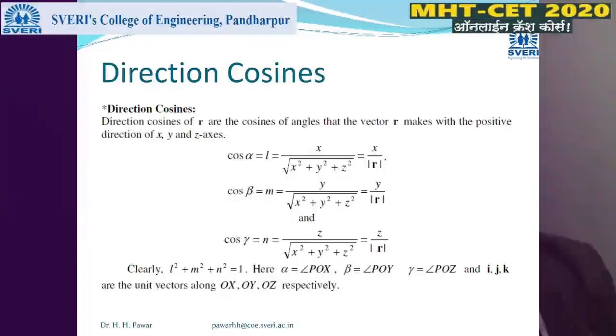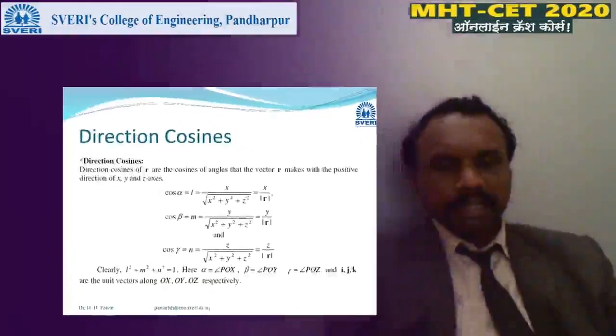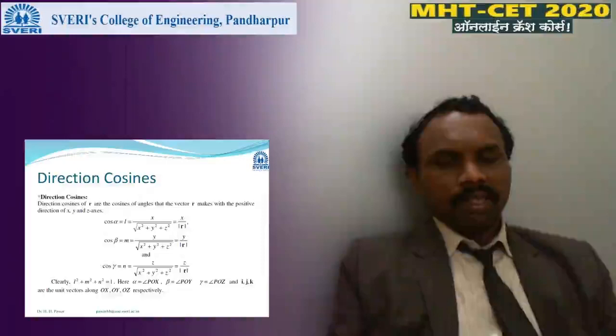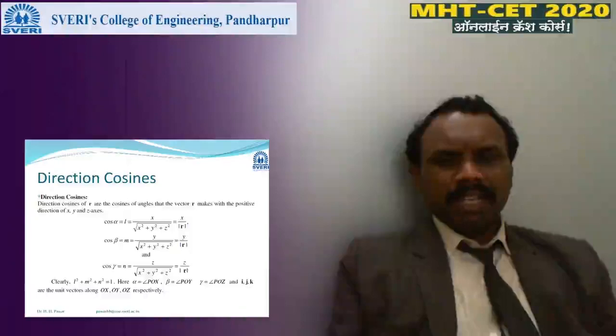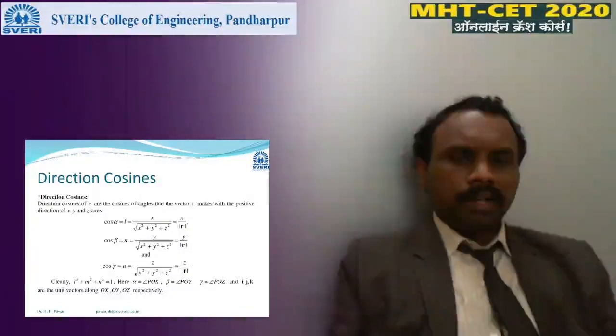Also note that l square plus m square plus n square is equal to 1. Here alpha, beta and gamma are angles made by vector r with positive direction of x, y and z axis respectively, and i, j, k are unit vectors along OX, OY and OZ respectively. All the students, please note that this property is important and definitely one question will be there from this point.